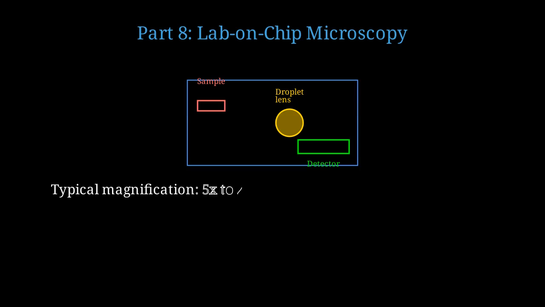Droplet lenses in lab-on-chip systems typically achieve magnification from 5 times to 20 times, sufficient for cellular imaging. Magnification M equals 1 plus D divided by F, where D is the distance from lens to sensor and F is focal length. Tuning F changes magnification.